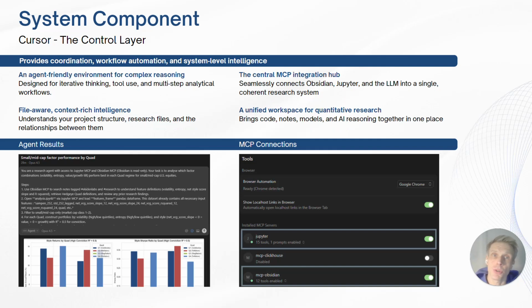Finally, Cursor acts as the control layer. It coordinates the entire workflow, connecting the knowledge in Obsidian, the computations in Jupyter, and the reasoning from the AI. Everything comes together in one workspace, making research faster, more organized, and far more efficient.